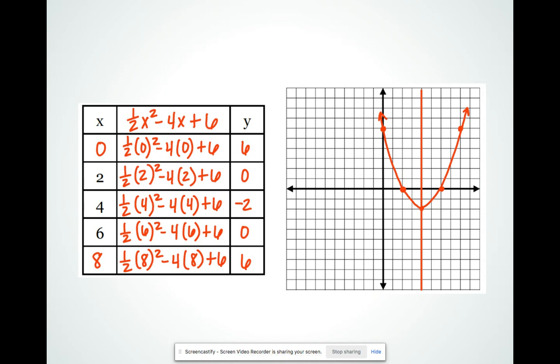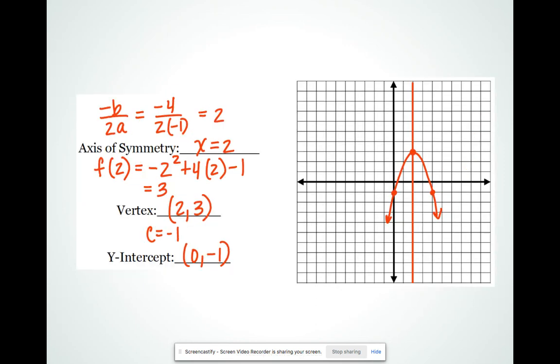Choose your x's. In this scenario, I chose 0, 2, 4, 6, and 8. Plug them into your equation. You can also use this process as well. It's not as accurate, especially if you're looking at a larger problem, but this is also an option. But if you want something a little bit more accurate, you can definitely use the steps that I taught you above. So axis of symmetry in this scenario is going to be x equals +2. Your vertex is 2, 3, and then your y-intercept is 0, -1.